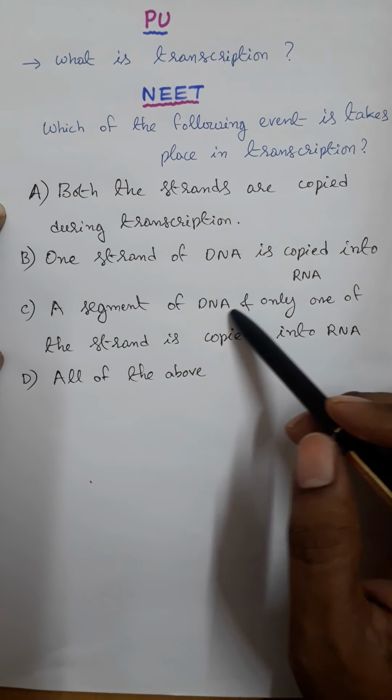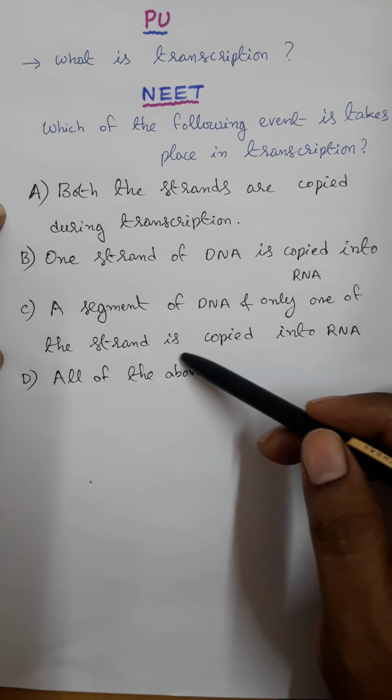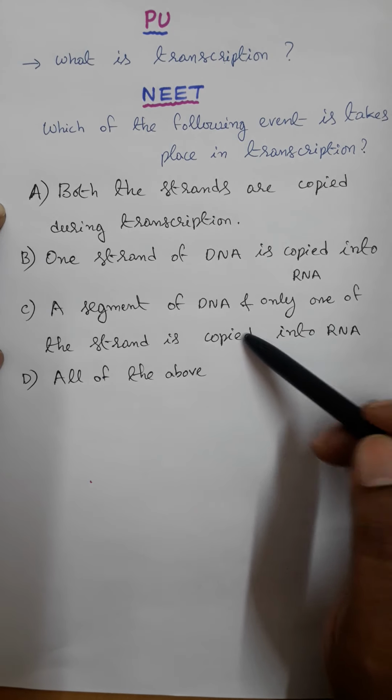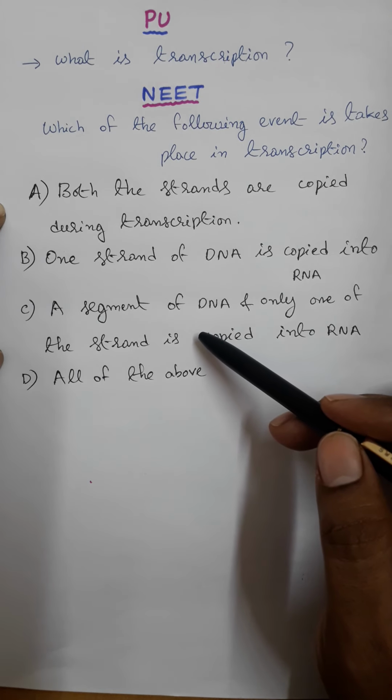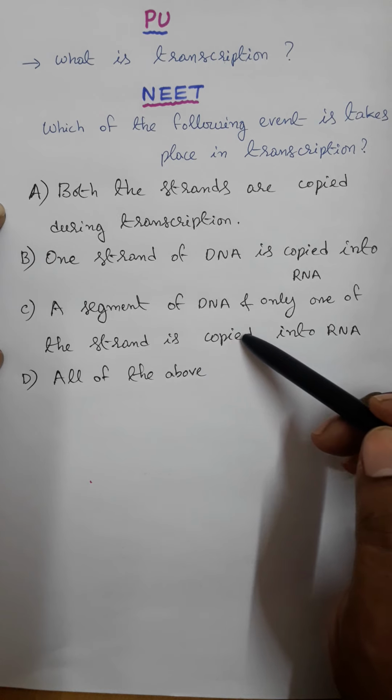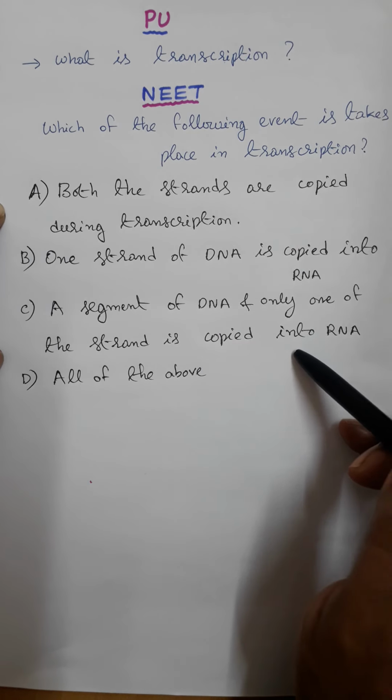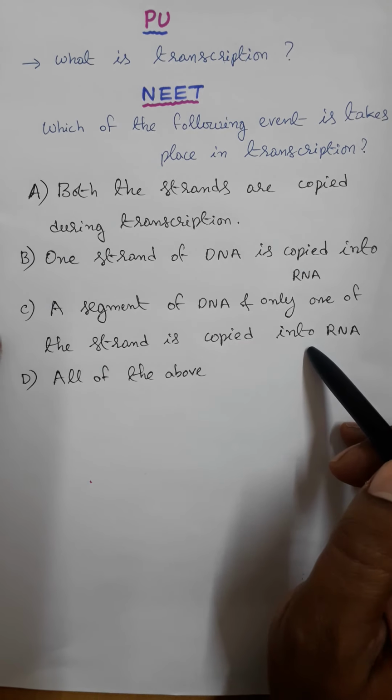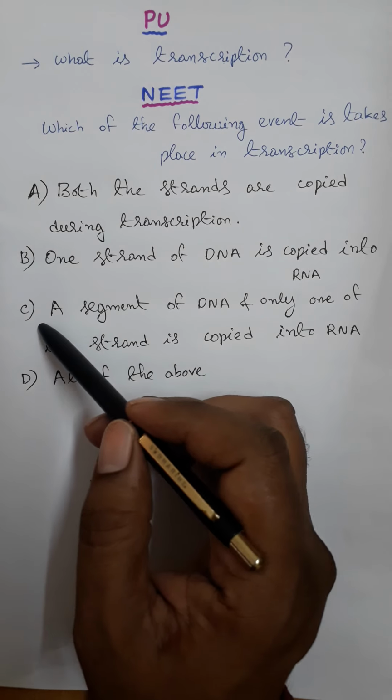Next, C, a segment of DNA and only one of the strands is copied into RNA. A segment of one strand of DNA molecule is copied into RNA in transcription process. So option C is the correct answer.